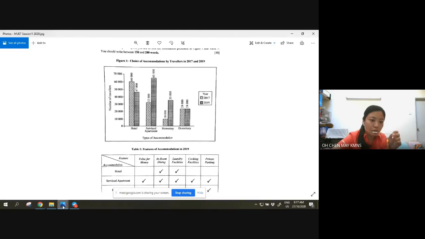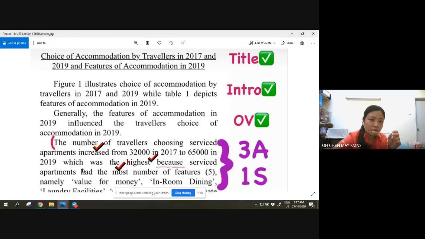I'm going to show you the sample here. In this sample, they have chosen, instead of using the figure shows, this is just a sample, you don't have to follow exactly. But in this sample, instead of using the figure shows, it says here, figure 1 illustrates the choice of accommodation by travelers in 2017, while table 1 depicts the features of accommodations in 2019. No problem. It's the same thing. Doesn't matter, as long as your introduction is clear. All right, so put a tick. If your title is correct, put a tick there, put there T. If your introduction is correct, put a tick there and put there I.